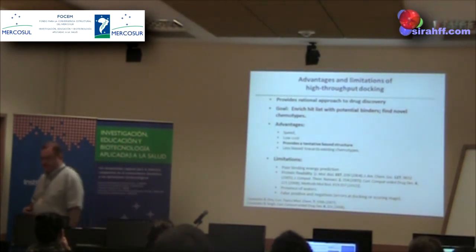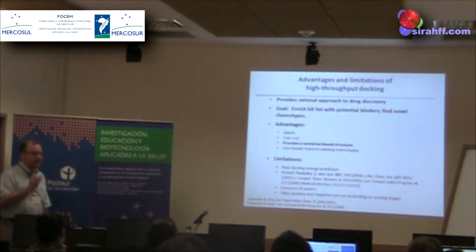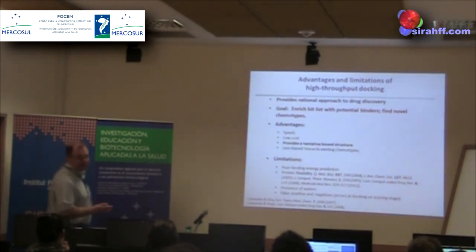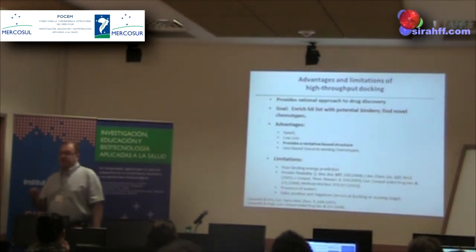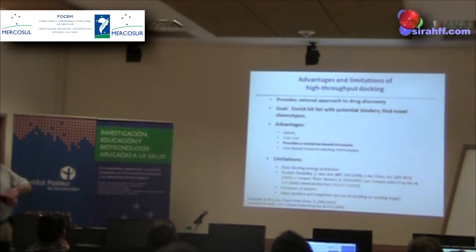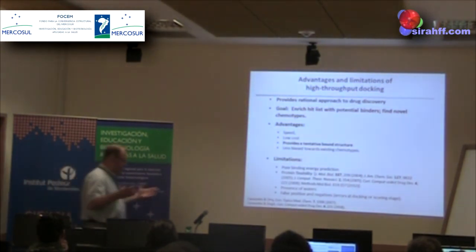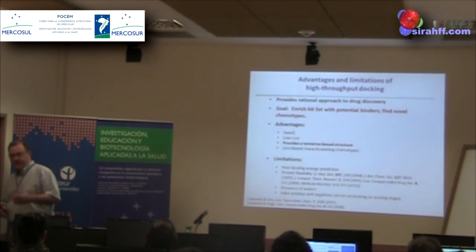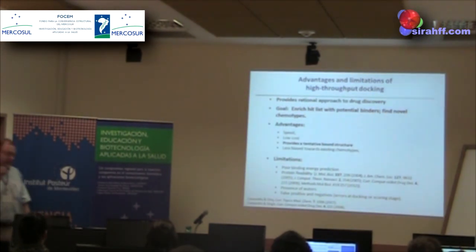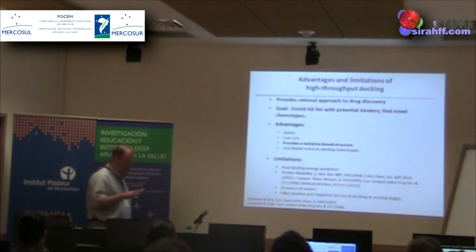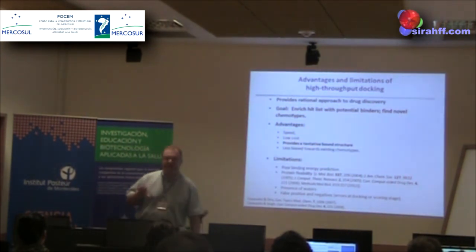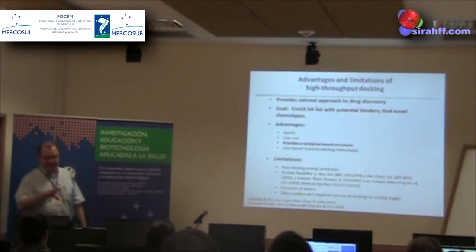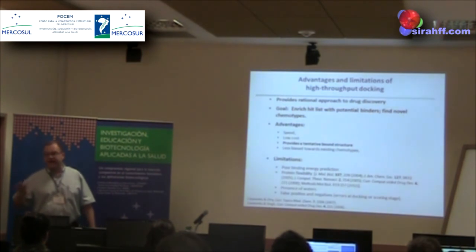Limitation of high-throughput docking. Doing docking in a high-throughput way, the binding energy prediction is usually poor. Again, you're not trying to predict the binding energy, you're just trying to figure out a chemical library, you're trying to keep the top 1%. And you want that 1% to be enriched with potential binders. So that the probability of finding actual ligands in that 1% is much higher than finding ligands at random.